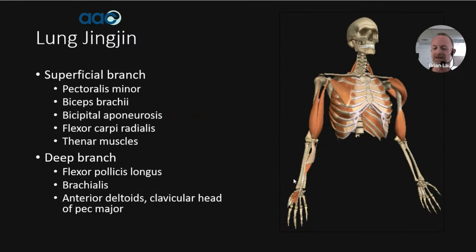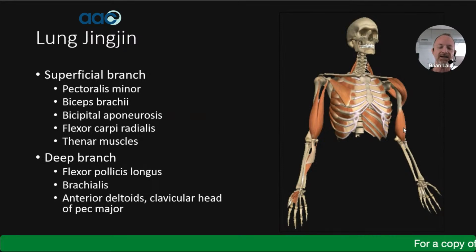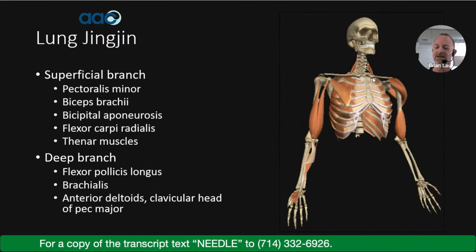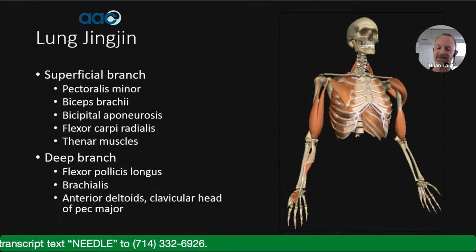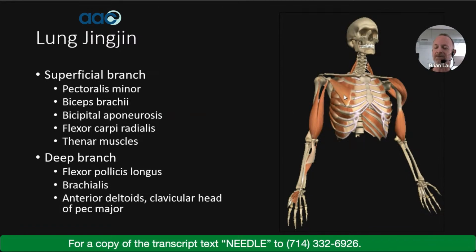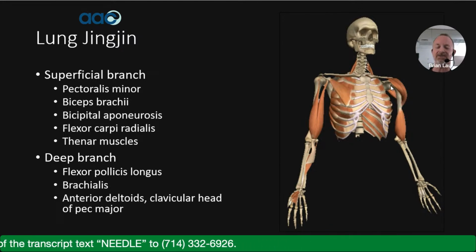There's also a deep branch of the sinew channel, which is the flexor pollicis longus, the big thumb flexor, and the brachialis, which lies deep to the biceps, a little bit shorter. It just crosses the elbow joint. And then that links up with the anterior deltoids and the clavicular head of the pectoralis major. So we also have the scalenes in there, especially the anterior scalenes. I don't have that listed in my list. But there's that superficial branch all the way up into the thumb to the pec minor, and the deeper branch that lies underneath that.